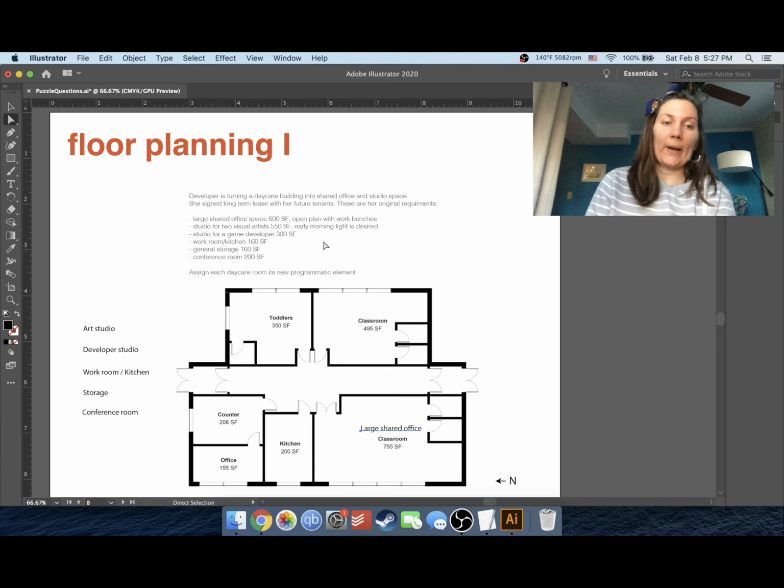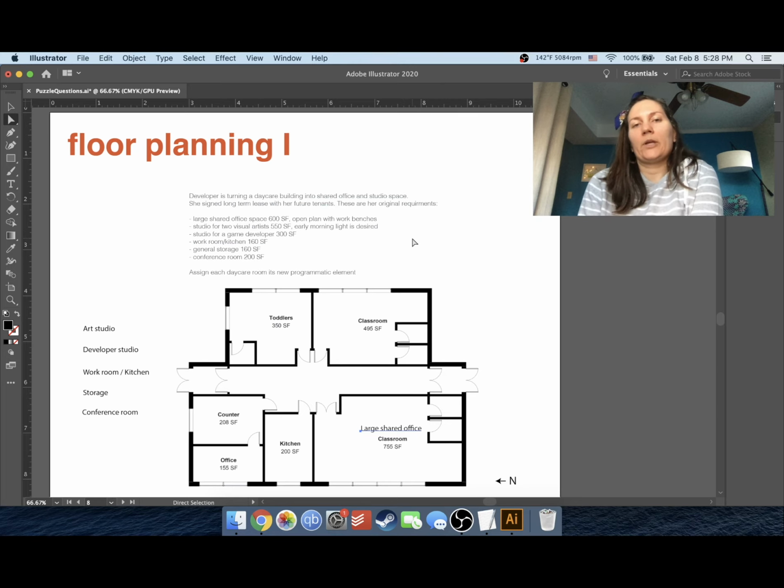And now we go back. It says studio for 2 visual artists, 550. Early morning light is desired. So this is pretty straightforward because we see a bunch of glazing here. Even though this is 495, it is like 55 square feet smaller than required, but that's the closest that we can get. We do give them that early morning light because we have a nice amount of glazing towards the east, so that should be good.